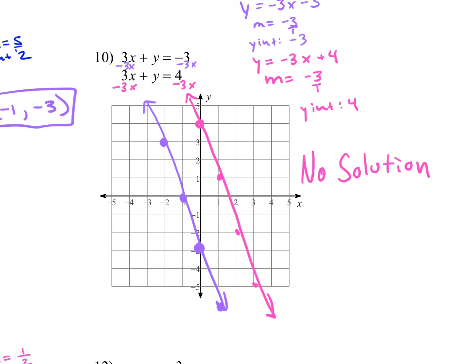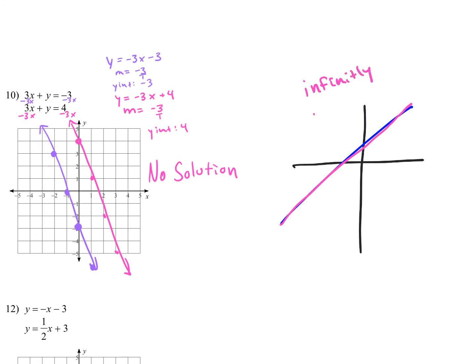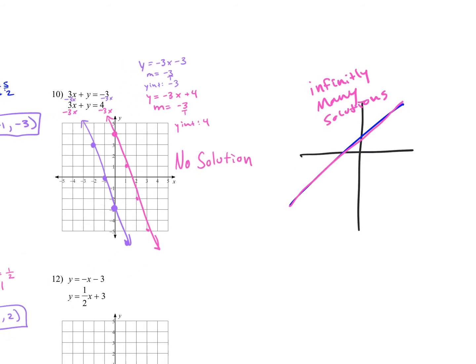So remember, if your lines don't touch, your answer is no solution. What if I had a graph and my lines were the same exact line? What would my answer be? Infinitely many solutions. So if they're the same line, infinitely many solutions. You have to know that for the quiz. So if they're parallel and they don't intersect, it's no solution. If it's the same exact line, infinitely many solutions. Any questions on graphing?